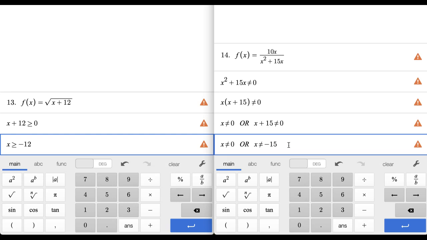So your answer key says all real numbers except for 0 and negative 15. That's what this means. You can have any number for x except for 0 or negative 15. We only found 2 restrictions. If you plug either of these numbers in, your denominator will equal 0, and that gives us the problem.